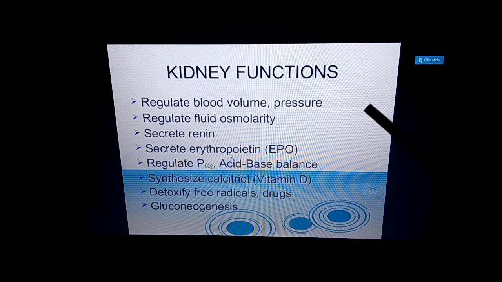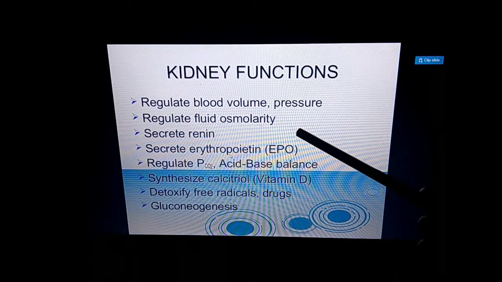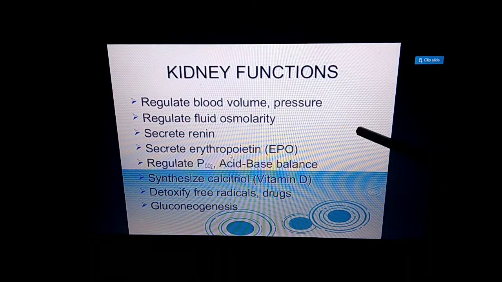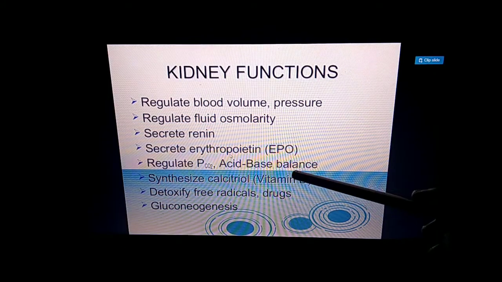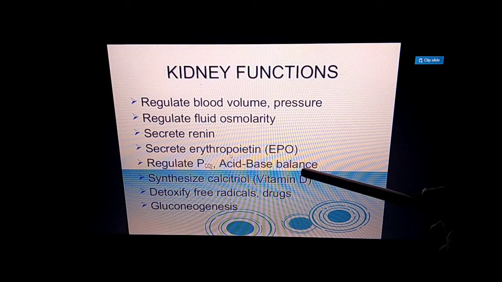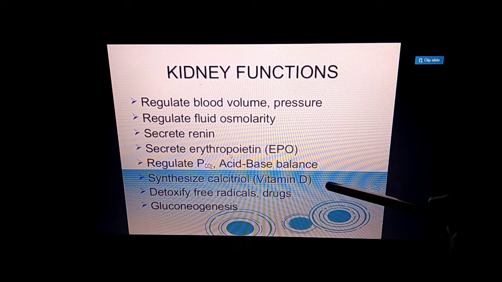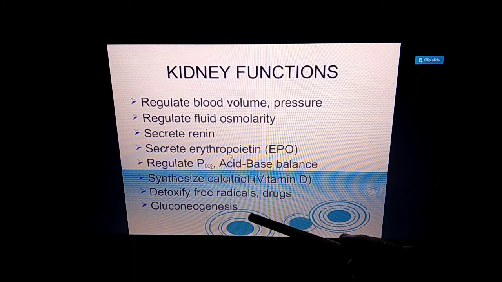Now the functions of the kidney. The first function is to regulate blood volume or pressure. The second is it regulates fluid osmolarity. It secretes renin and erythropoietin. It regulates the partial pressure of carbon dioxide and acid-base balance. It synthesizes calcitriol, that is vitamin D. It helps to detoxify free radicals or drugs. Then it helps to promote gluconeogenesis.